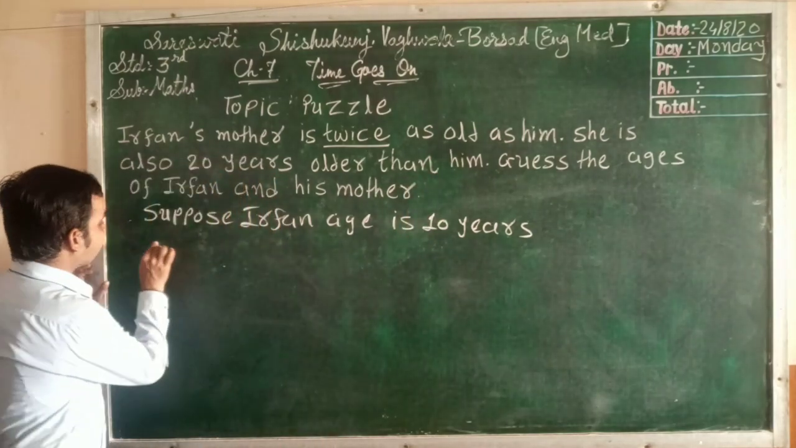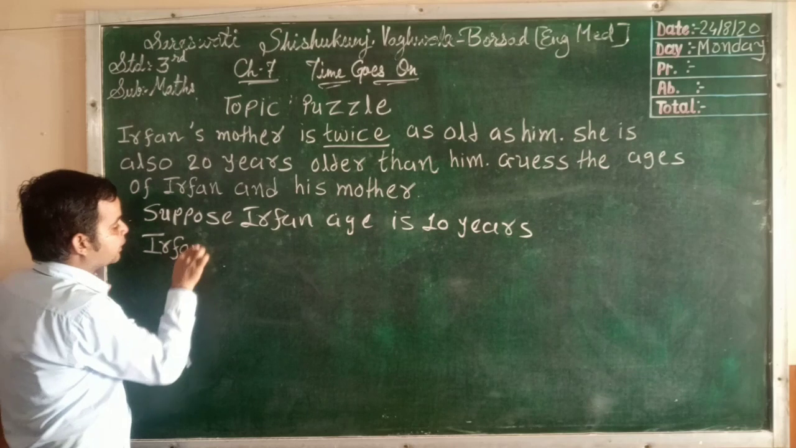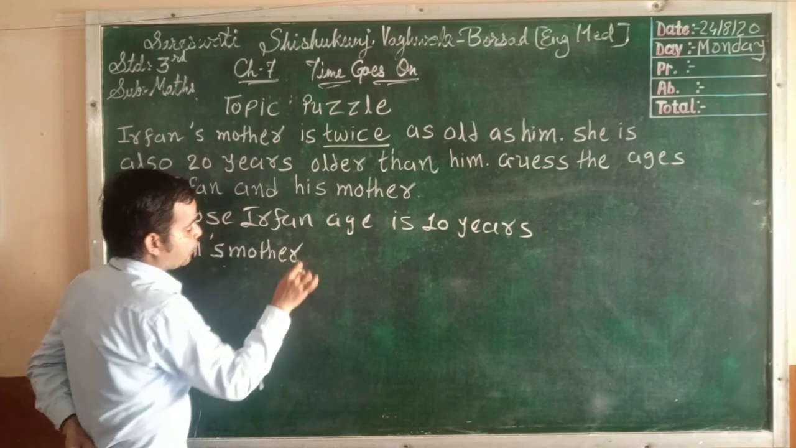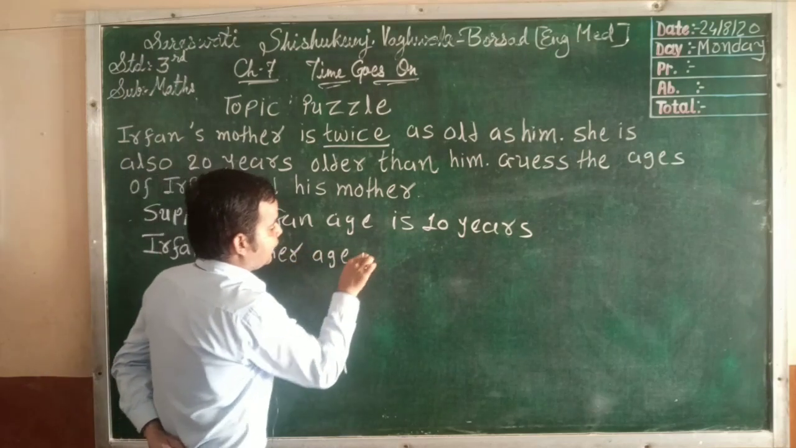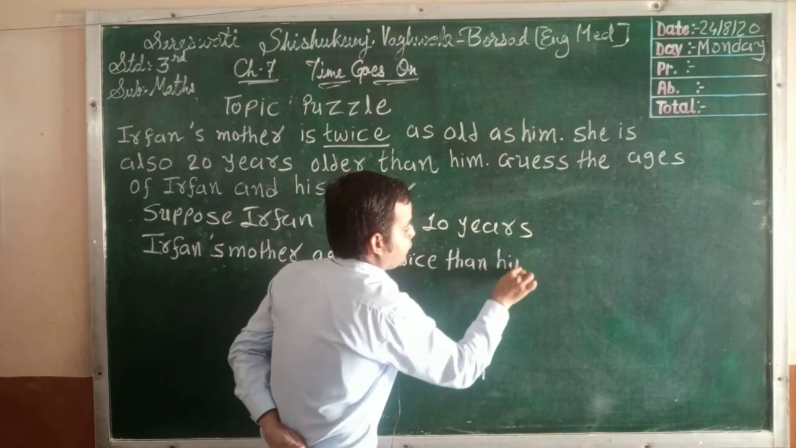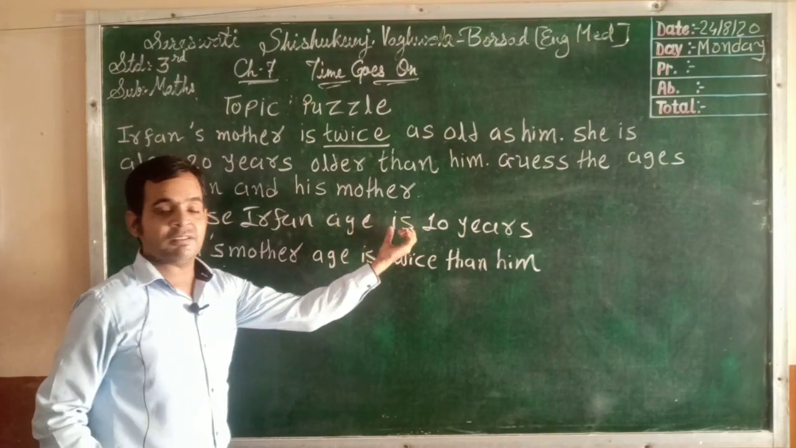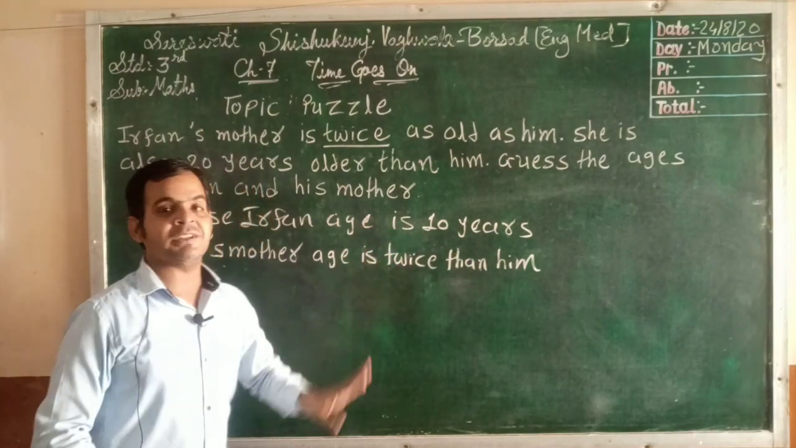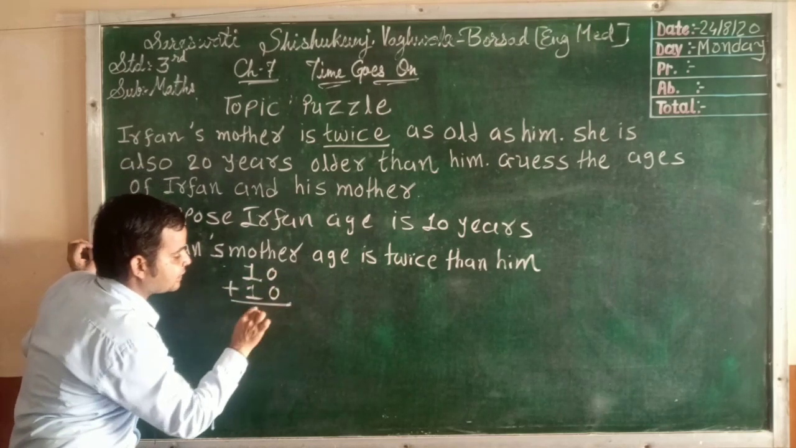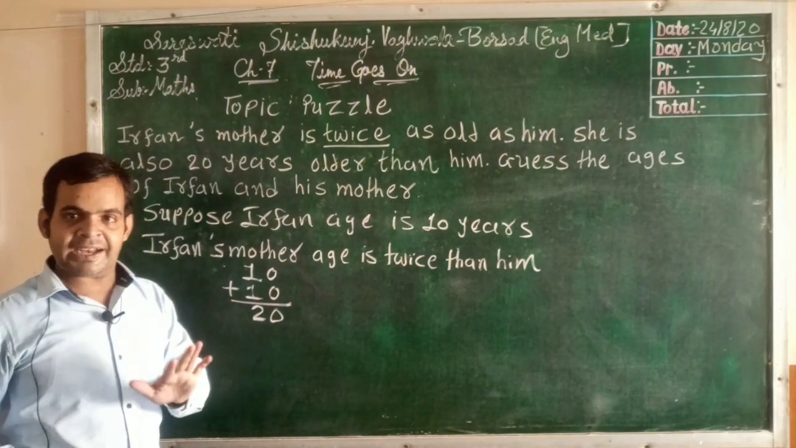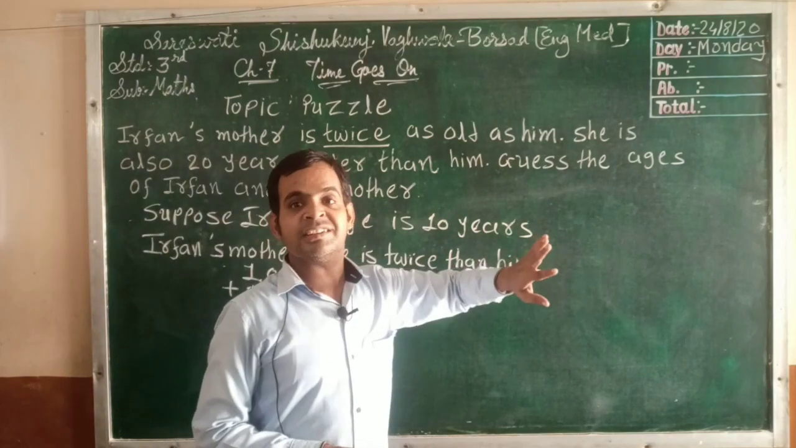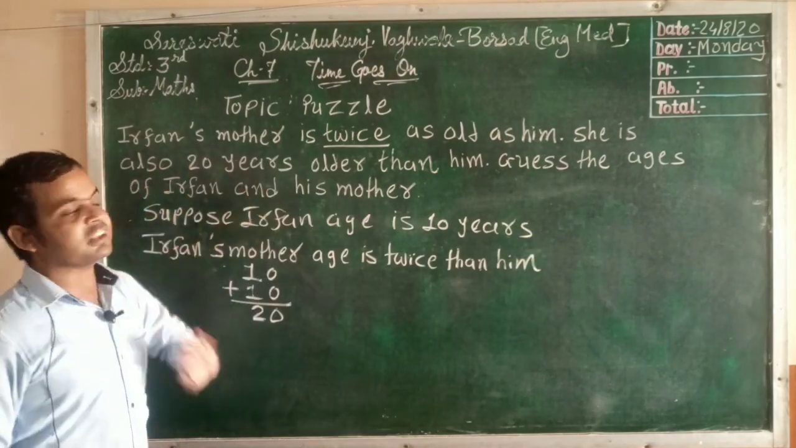So here first condition, Irfan's mother's age is twice that of him. Here I suppose 10 years, so twice means double. So if I add 10 plus 10, here the answer is 20, right? Now let's check the second condition. Here the second condition is that she is also 20 years older than him.